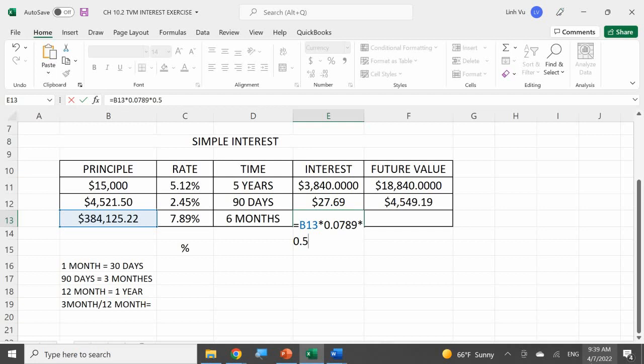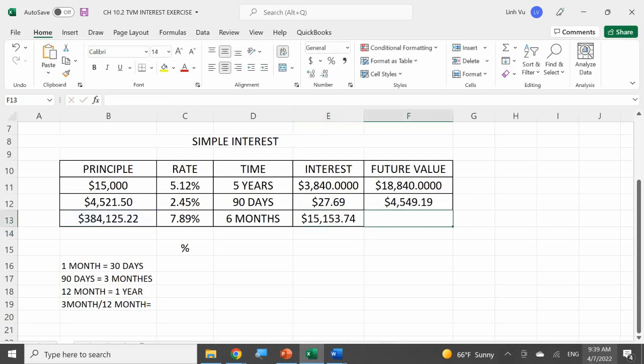So what do you get for the interest? 15,153.74. Okay, and then what's your future value going to be? 399,278.96. Okay, good.